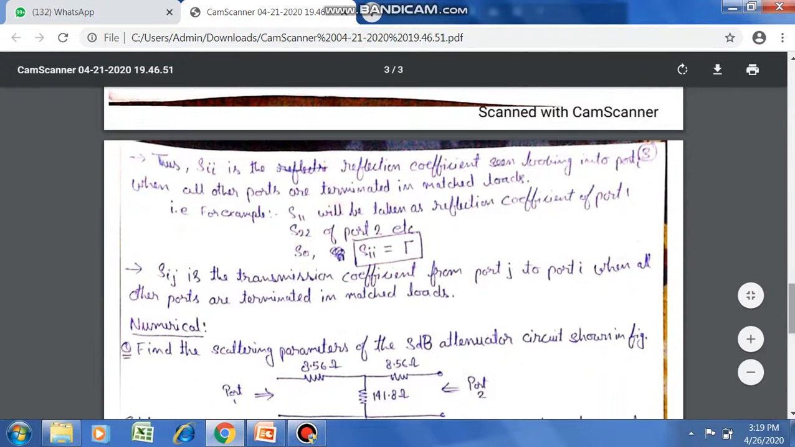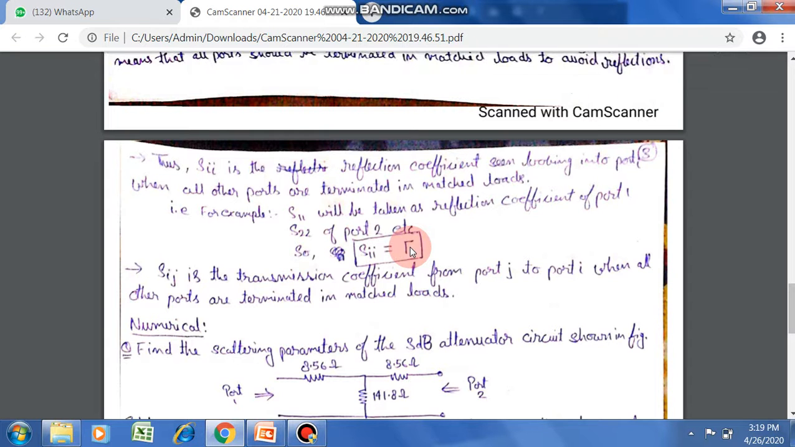Now the most important thing is this Sii, or you can also say S11, S22. What is this? This is the reflection coefficient. This is equal to the reflection coefficient, gamma. I have told you this in EMFT. Gamma is equal to ZL minus Z0 upon ZL plus Z0. Its value ranges from -1 to +1. It tells how much reflection is present anywhere.